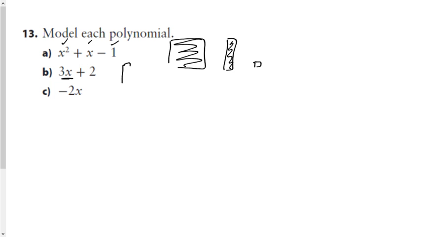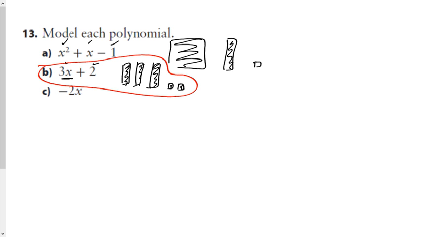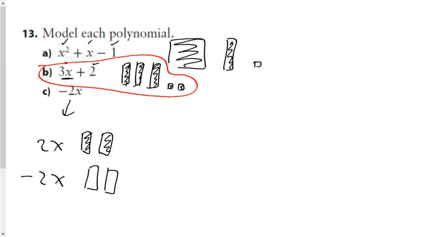3 x's would be 1x, 2x, 3x. Done. Positive 2 would be positive 1 and positive 2. So this one would be 3x plus 2. And finally, negative 2x. Since 2x would look like this, right? 2x would be like that. So negative 2x is the exact same picture, showing the opposite, but you don't shade it in. So negative 2x is just 2 x tiles not shaded in.